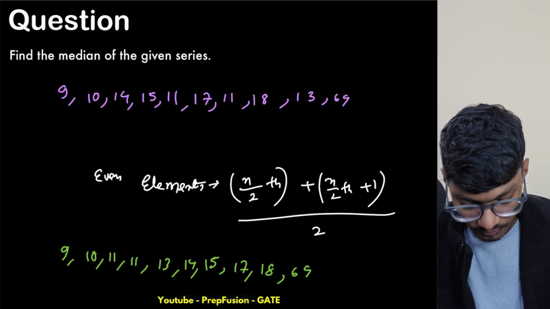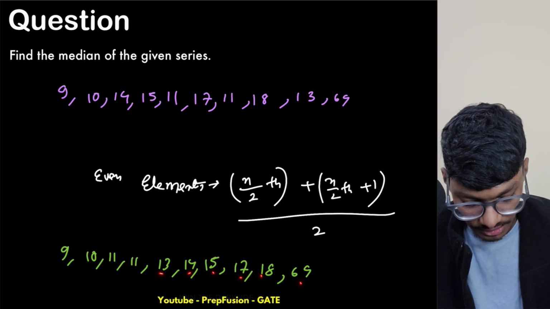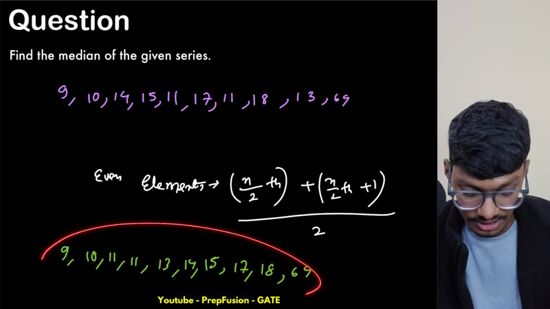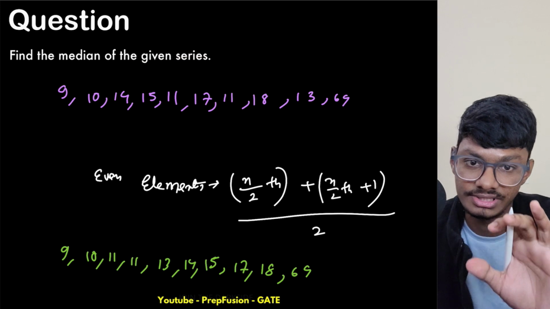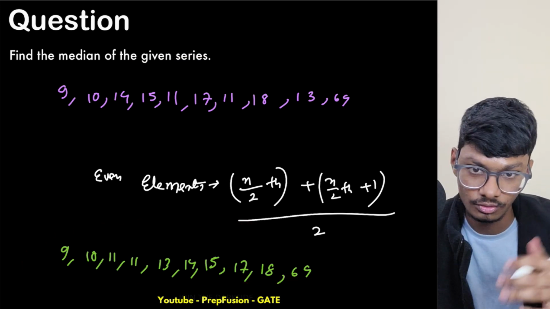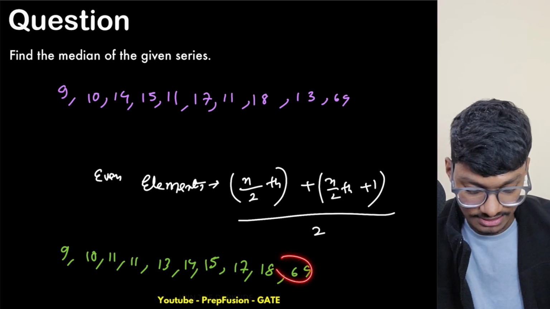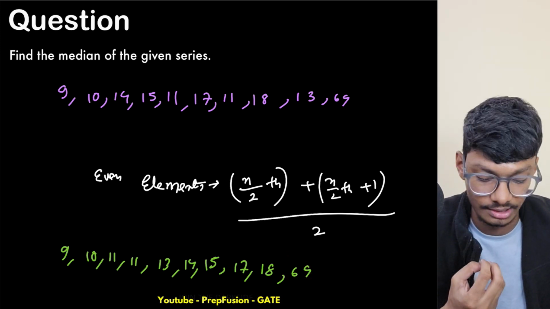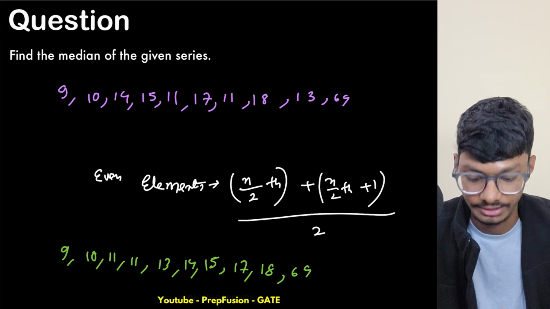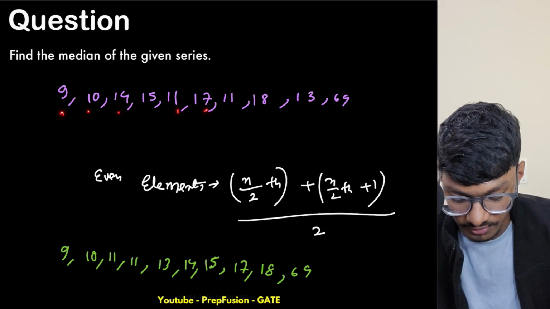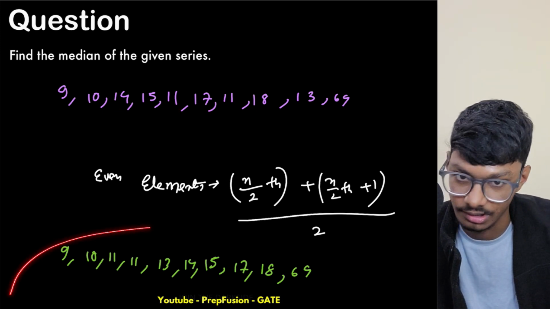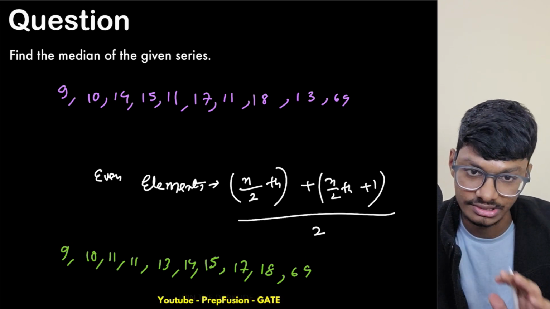So how many elements do I have? Total 1, 2, 3, 4, 5, 6, 7, 8, 9, 10. Always check after arranging in ascending order how many elements they have given and whether this matches with your order or not. Else it may so happen you might miss an element. So you have to take care of this, right? Here also 1, 2, 3, 4, 5, 6, 7, 8, 9, 10 elements. Fine, I haven't missed any element.